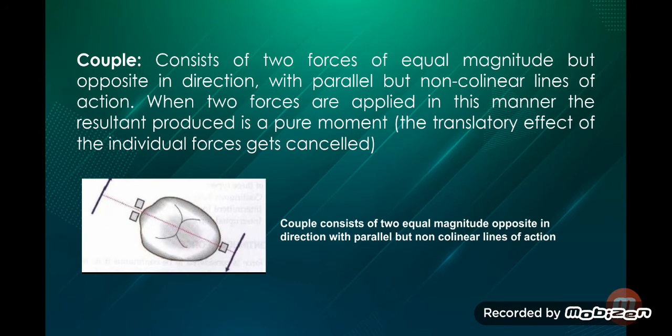Now, a couple consists of two forces of equal magnitude but opposite in direction, with parallel but non-collinear lines of action. When two forces are applied in this manner, the result is a pure rotation. The translatory effects of the individual forces get cancelled.